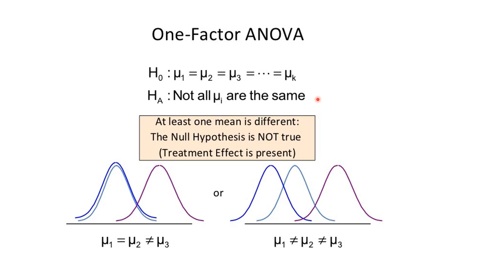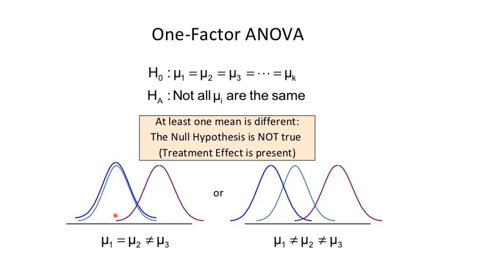That means that there's an effect of our treatment or our population or our grouping variable. But it doesn't mean that every single group is different from each other. If we reject the null and accept the alternative, it means that at least one of the groups is different from the others, and we're going to talk about multiple comparisons in a second to figure out which group is different from which group.